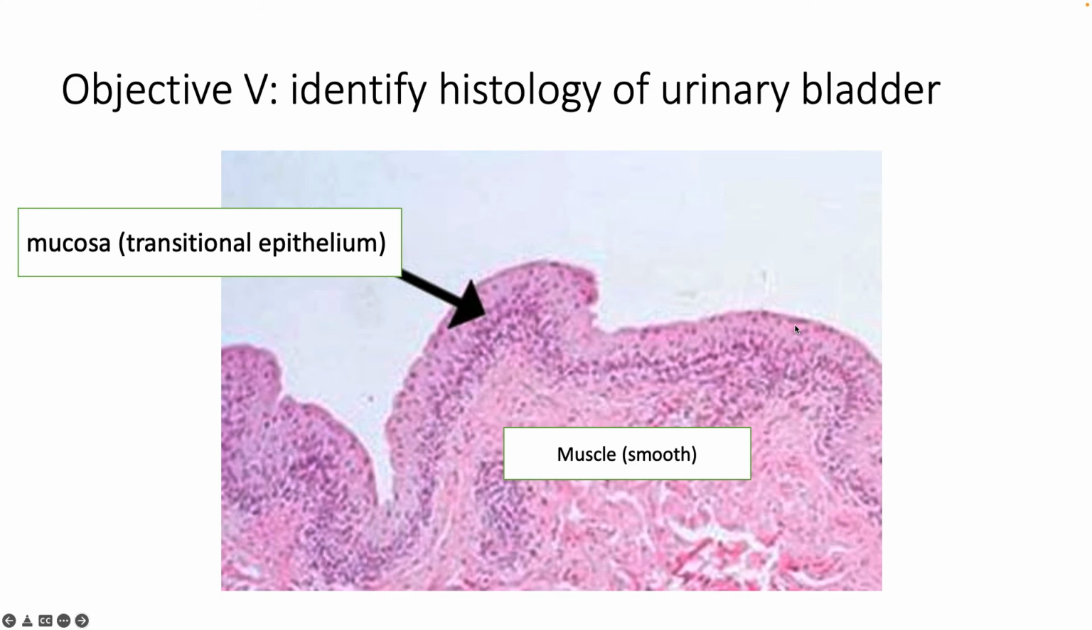Just like the digestive system, this is the mucosa. Instead of columnar epithelia in our digestive system, though, this is transitional epithelia. So you want to be able to identify that this is a transitional epithelia making up the mucosal lining of the urinary bladder. And then the inside needs to be able to contract, right? So that's smooth muscle. We have to be able to contract to force that urine out of the body. So this is smooth muscle on the inside.